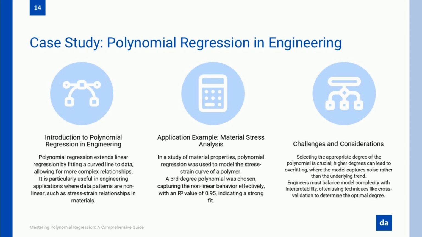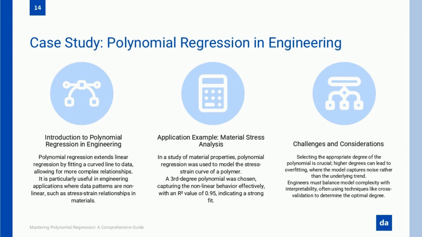conditions. In one study, researchers used a third-degree polynomial regression model to analyze stress-strain curves of a polymer material. The model successfully captured the nonlinear deformation patterns, achieving an R-squared value of 0.95, indicating a strong fit. Another key area where polynomial regression is applied in engineering is in control system design. Many mechanical and electrical systems follow nonlinear dynamics, requiring accurate modeling to optimize performance.